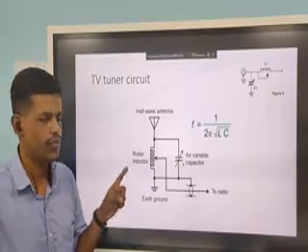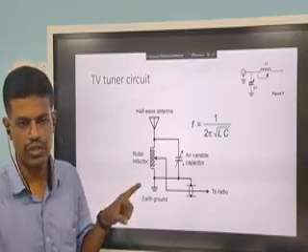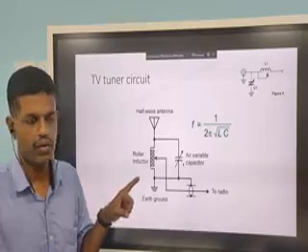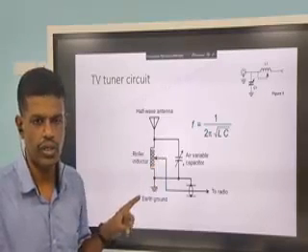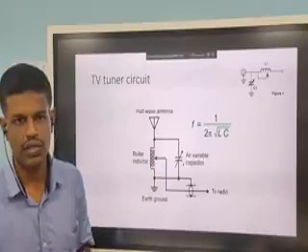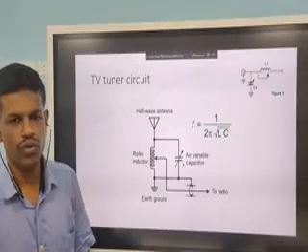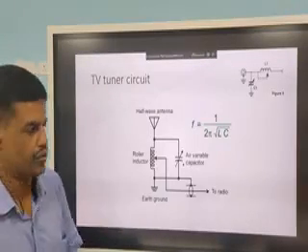Tuner circuits work based on resonance. When the frequency of the signal is equal to the frequency of the circuit, it allows maximum current. Otherwise, it will not allow. So this is the principle of a TV tuner.